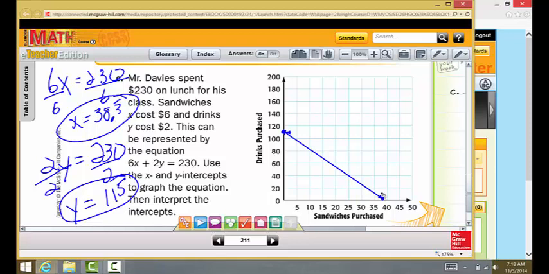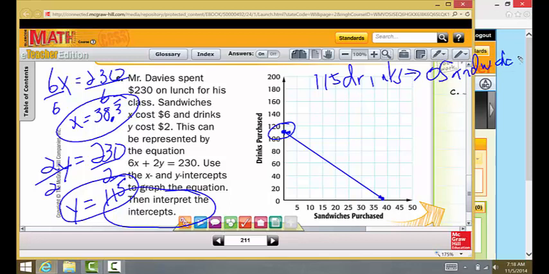And the next thing we need to do is interpret those intercepts. So we can say that we could buy 115, that number is right here, 115 drinks, but if we do, we will get 0 sandwiches. Or we could say we can buy 38 sandwiches, because you're not going to be able to buy a third. 38 sandwiches, but in that case we would get 0 drinks.